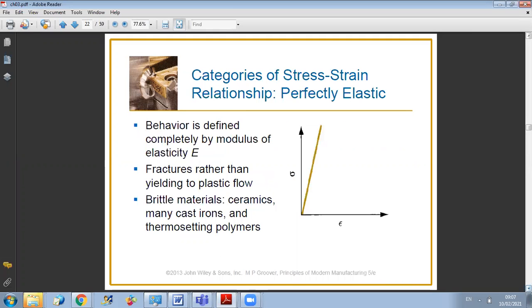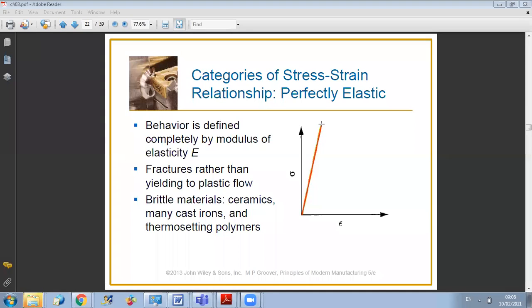Now, we will see the different categories of stress-strain relationships. The first category is the perfectly elastic scenario. So in this case, the behavior of the material is defined completely by the modulus of elasticity, because this material will not undergo any plastic deformation. It will have rupture before entering the plastic region.